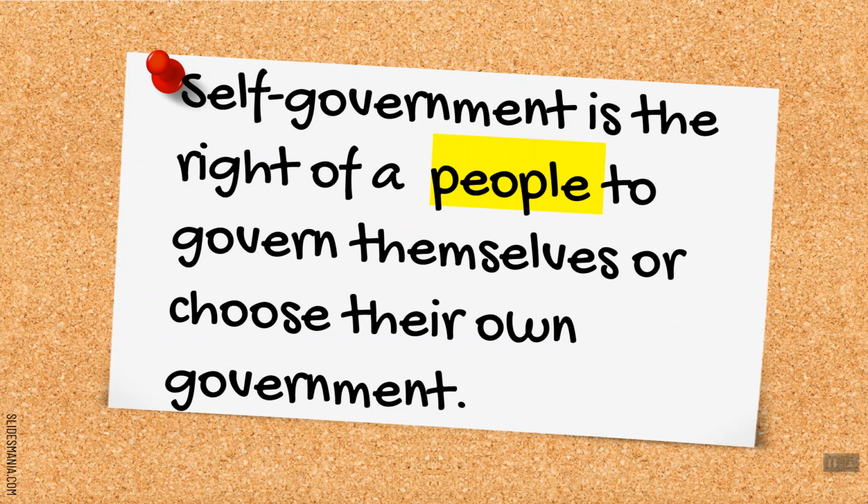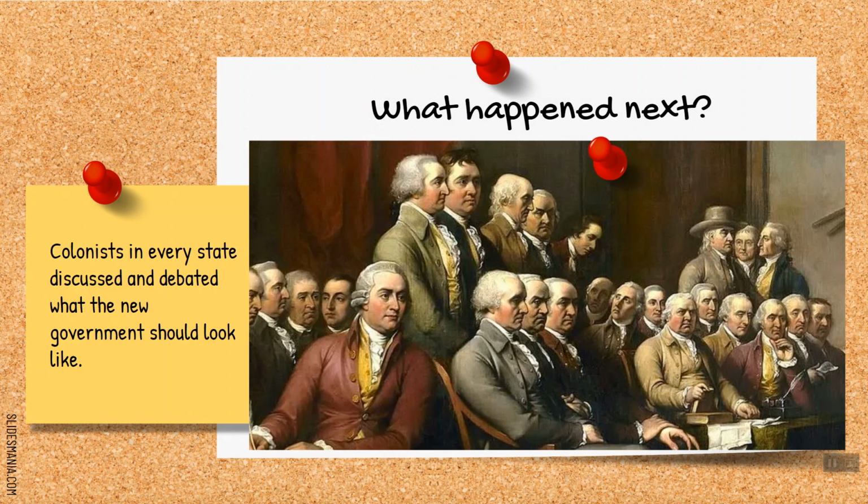And so self-government, the main idea here, is that it is the right of a people to govern themselves or to choose their own government. It's the right of a people. So you and me and moms and dads, we're the ones that get to choose our own government. We can choose our own representatives. And I'm going to go back to this slide for a quick second.